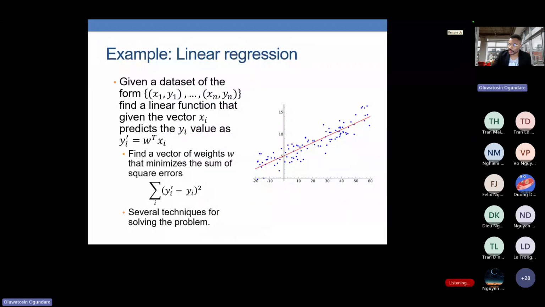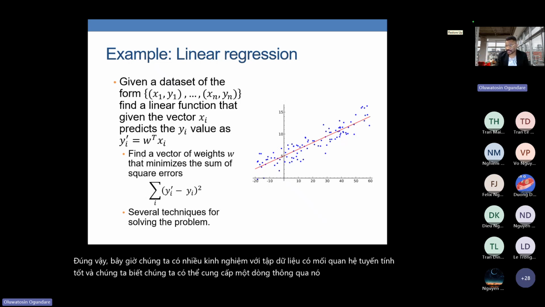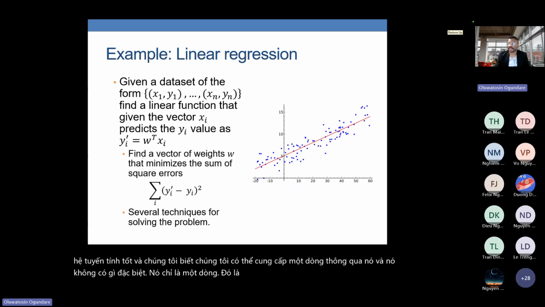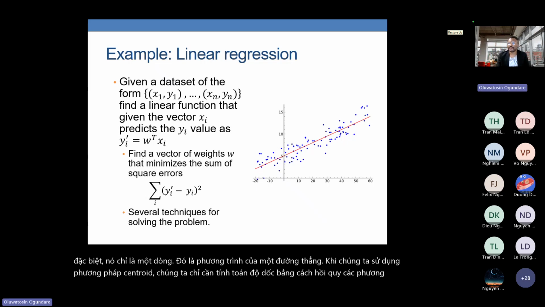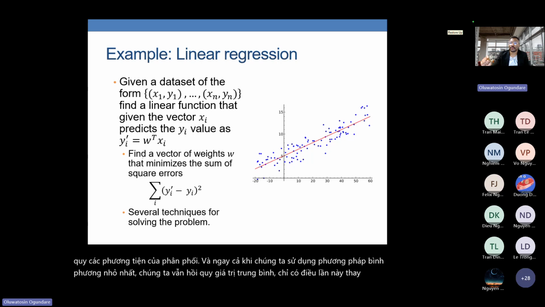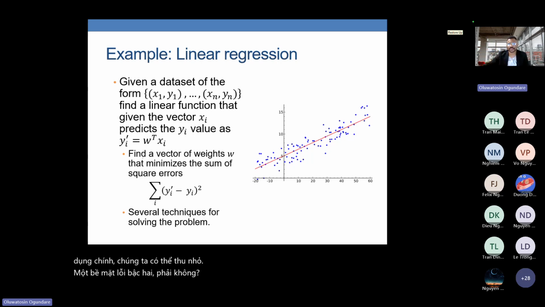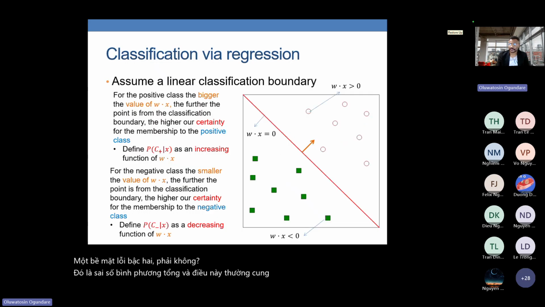All right, so now we have a good amount of experience with the data set that has a decent linear relationship. And we know we can fit a line through it, and it's nothing special, it's just the equation of a line. When we use the centroid method, we simply calculate the slope by regressing the means of the distribution. And even when we use the least squares method, we're still regressing the mean, only that this time around, instead of just using the mean, we minimize a quadratic error surface, which is the sum squared error. And this usually provides a better fit than the centroid approach.